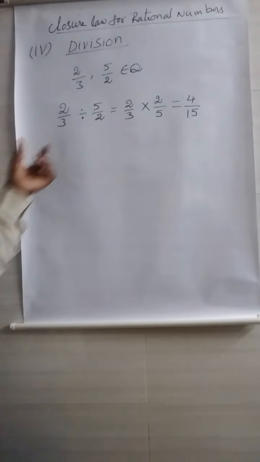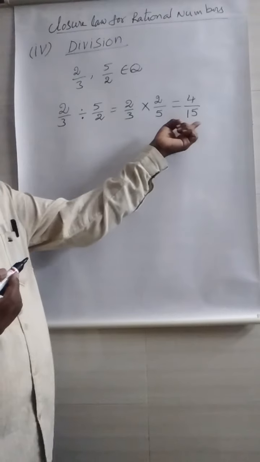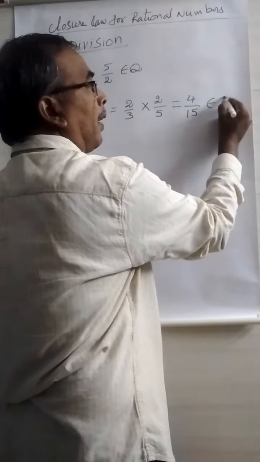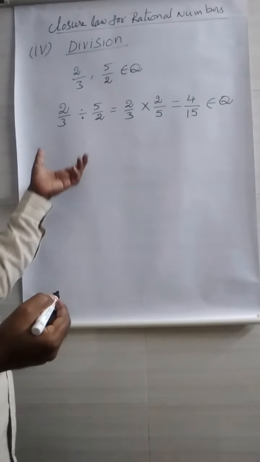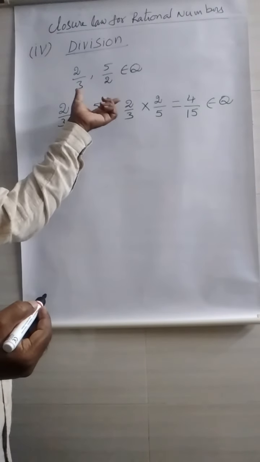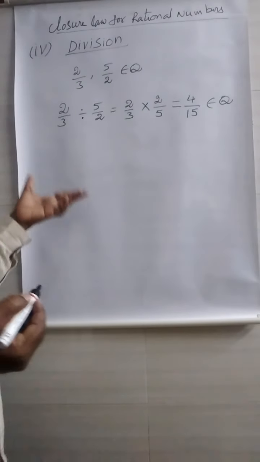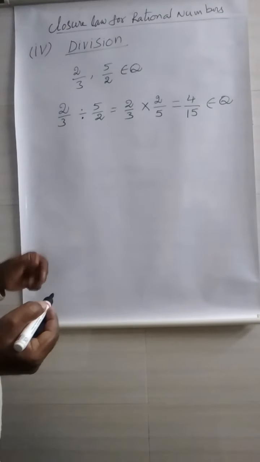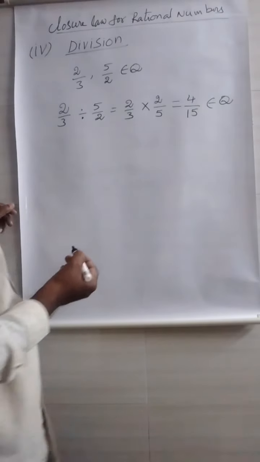Here we take two rational numbers, 2 by 3 and 5 by 2. We divide them. What do you get? 4 by 15. 4 by 15 is a rational number. In this case, what do we observe? We take two rational numbers and we divide them. We get a rational number. Hence, we may think that in division, the rational numbers satisfy the closure property. Is it right or not? We will check with another example.